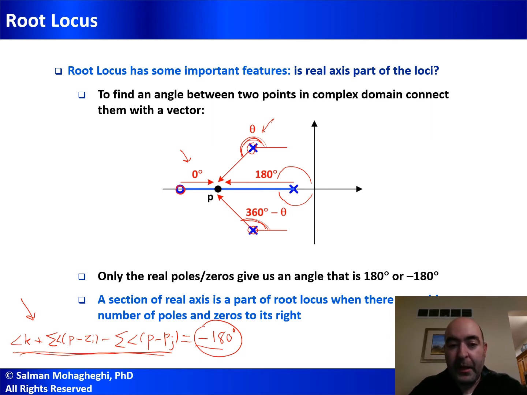So to summarize that, and since my image falls on top of this, let me minimize this so you can read the entire thing. A section of real axis is a part of root locus when there are an odd number of poles and zeros to its right. That's the third important feature that we will be talking about. And we will be using these features in order to plot root locus for different functions by hand.